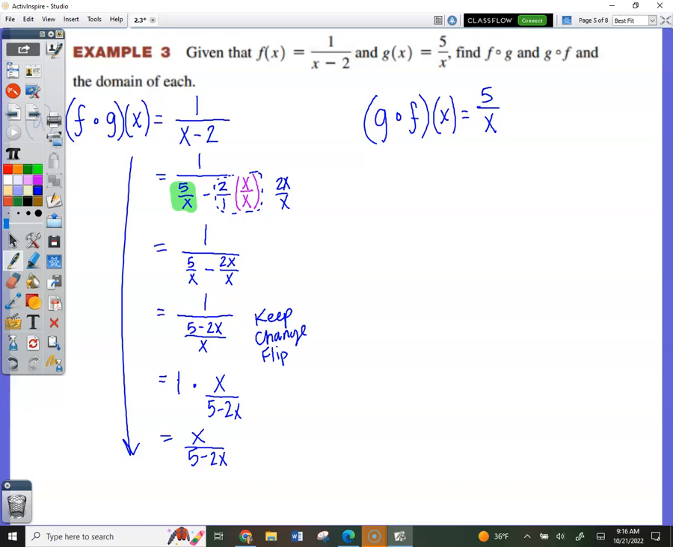So you're going to write function g. You're going to beep out the x. I'm going to put my little highlighter, beep. And in the beep, you're going to put what? 1 over x minus 2.